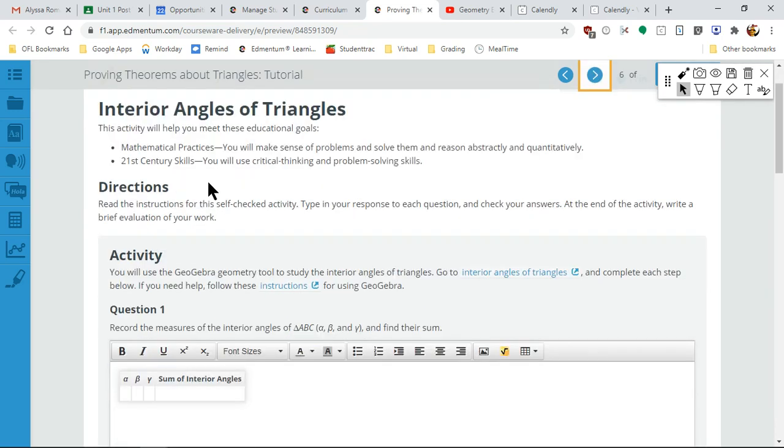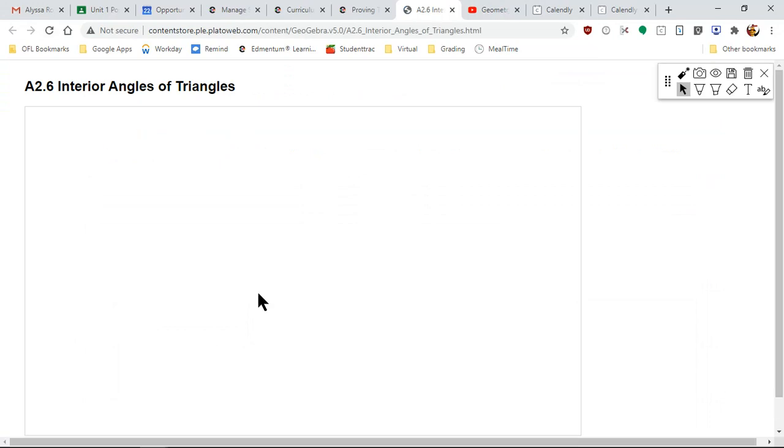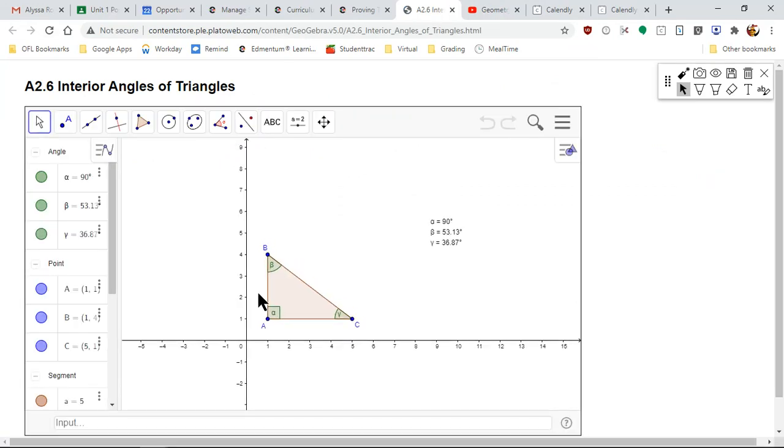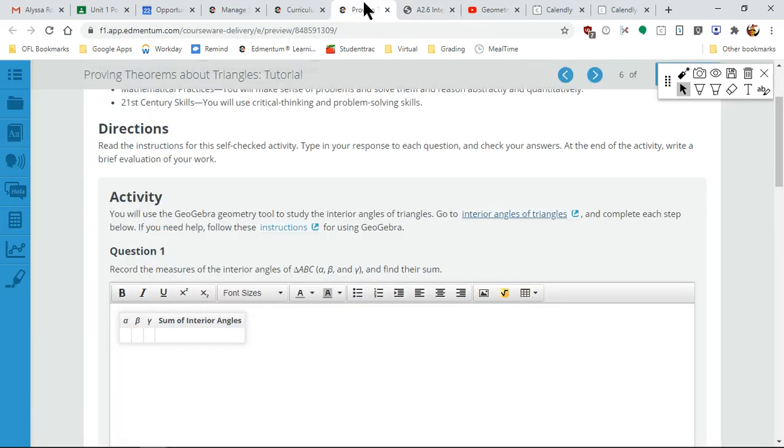So, interior angles of a triangle. Right here, they want us to measure the interior angles. We've done this a few times, how to measure angles, but here they're pointing them out to us. Oh, and they gave us a right triangle, so this one's pretty simple. They just want us to put them all in, and then add them all together.